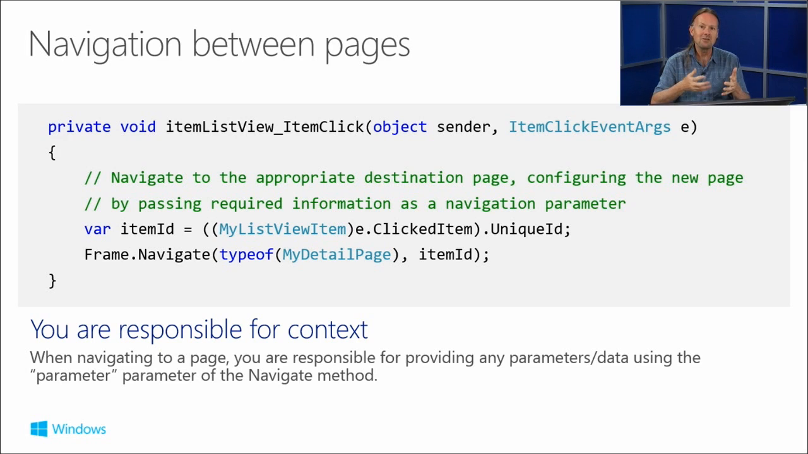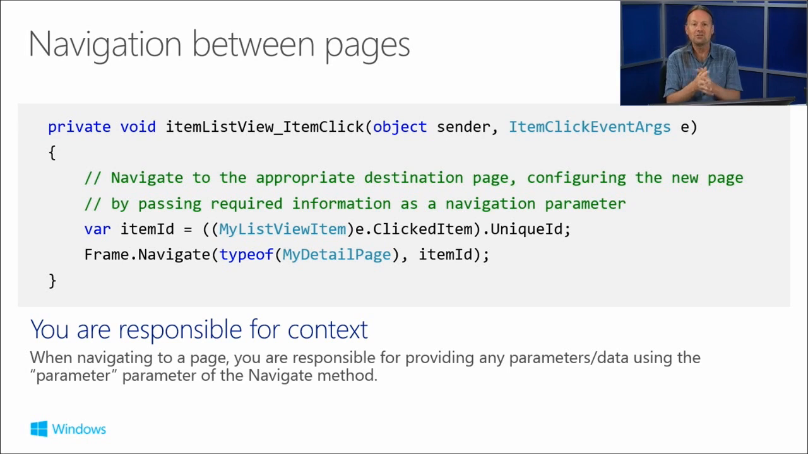On any page in your app, you can call Frame.Navigate, typeof, and then you just put the object type of the page where you want to go. This is different, of course, from Windows Phone Silverlight, for those Silverlight devs out there, where you navigate to a URI of a page. So this is one major difference between the two. And you pass some kind of an object.